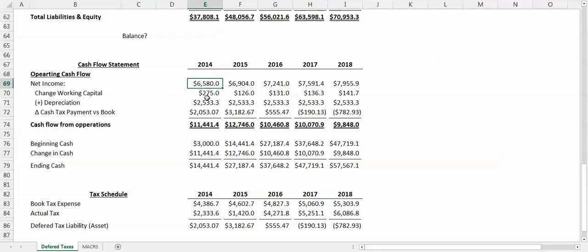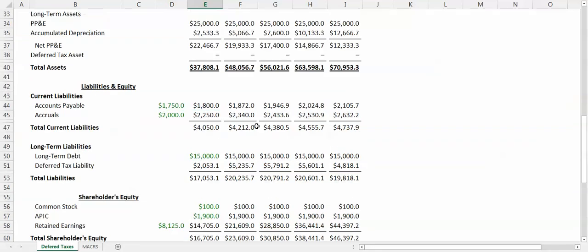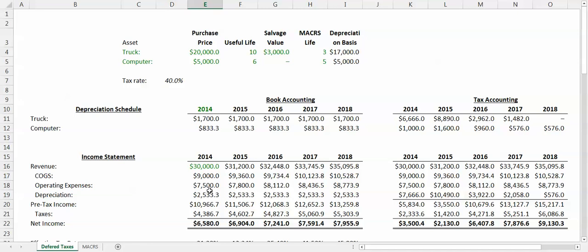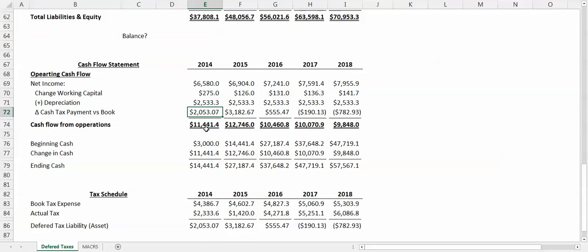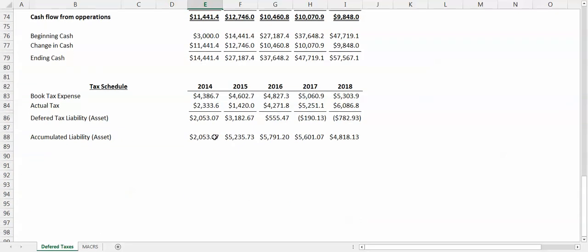So we start with our net income, right? Then we have to add or subtract change in net working capital. We have to add back depreciation for book purposes, okay, not for tax purposes. And then lastly, I have the delta here of tax payments versus book, which is essentially the difference of if we paid $2,000 but we recorded $5,000 in expenses, we have to add the other $3,000 back to cash flow because we didn't pay it out. But then where does that go? And this again, it will flow into your beginning cash, ending cash, and it's a simplified version of the cash flow statement, but you can play around with that and get a better understanding of that.